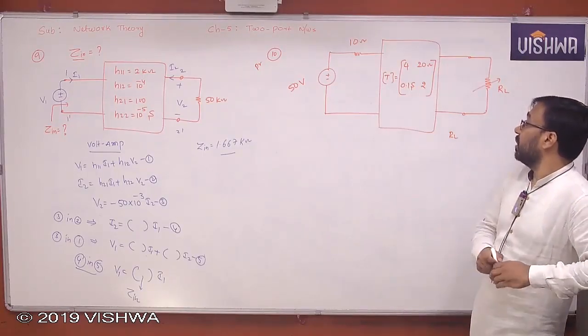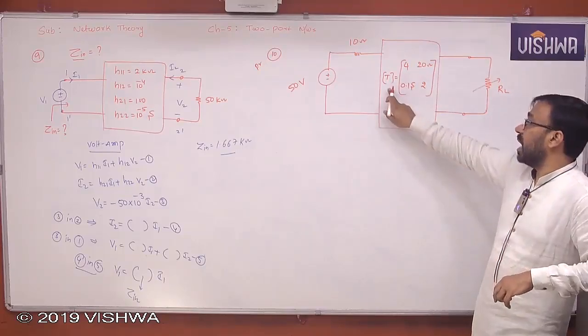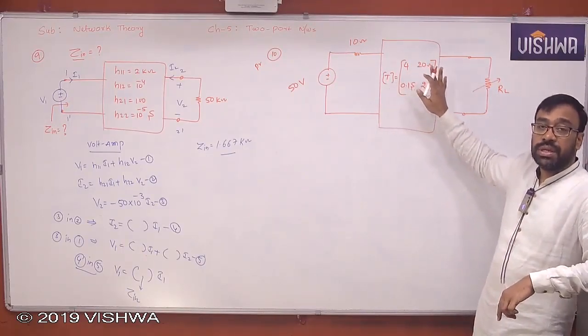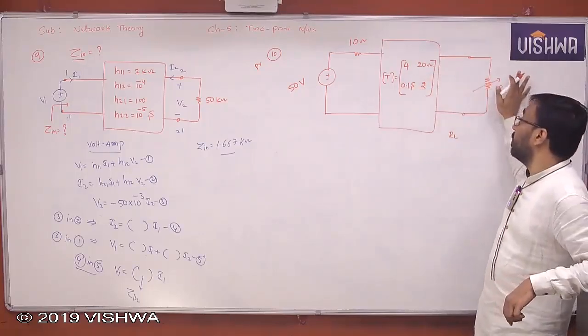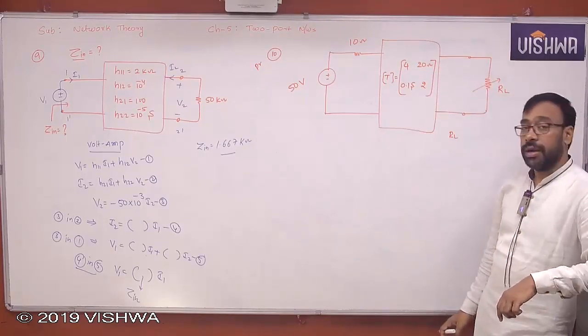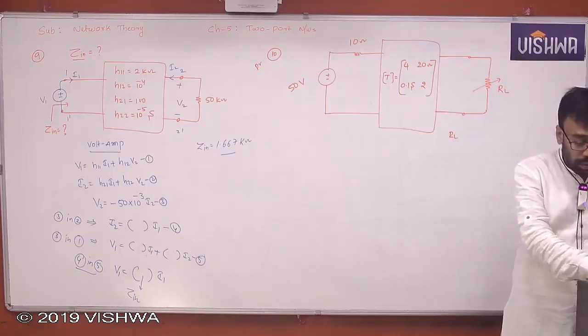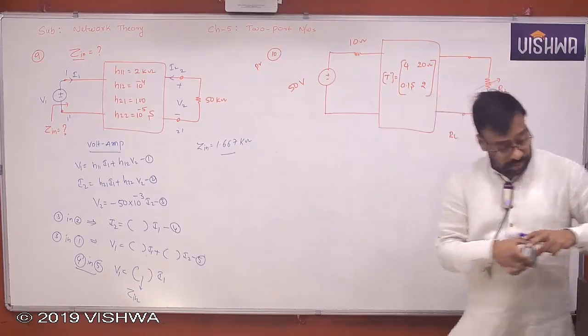Transmission parameters are given. T stands for transmission parameters. If the two-port network is described with the transmission parameters, then determine RL for which it receives maximum power and also find the maximum power value. Okay, so let's do that.